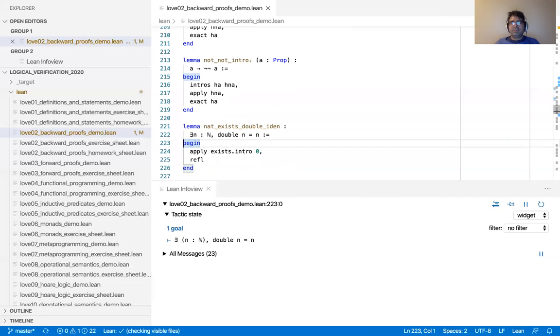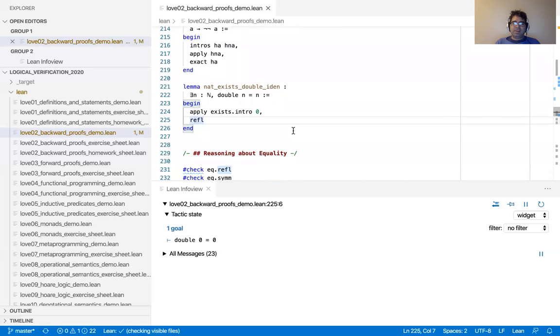But here it's a very easy proof, right? Which number, find a number whose double is itself. Well, 0 will do the trick, right? So we just apply the intro rule with the witness 0. And then we have to prove that double 0 is 0, and REFL is able to do that.